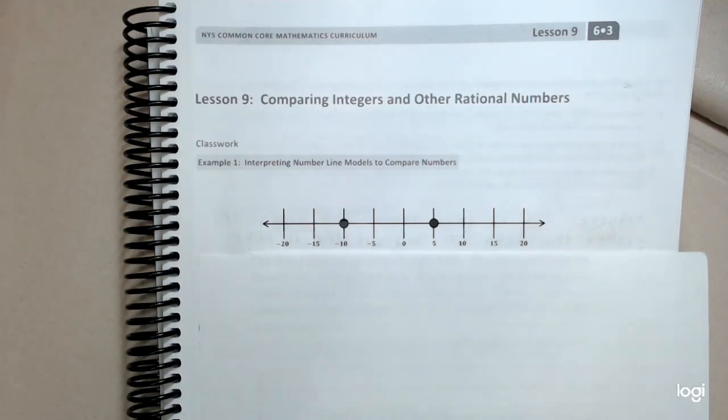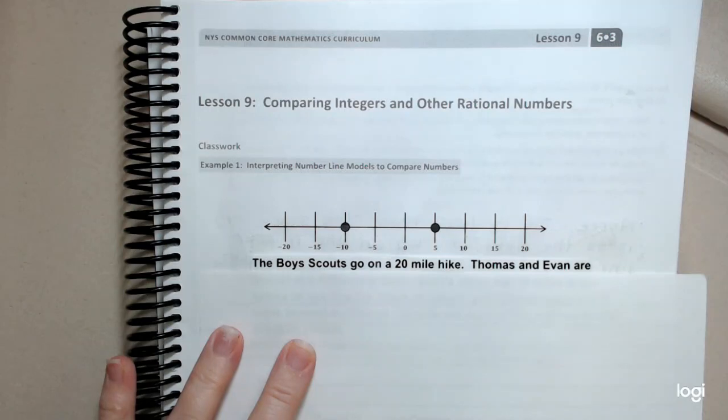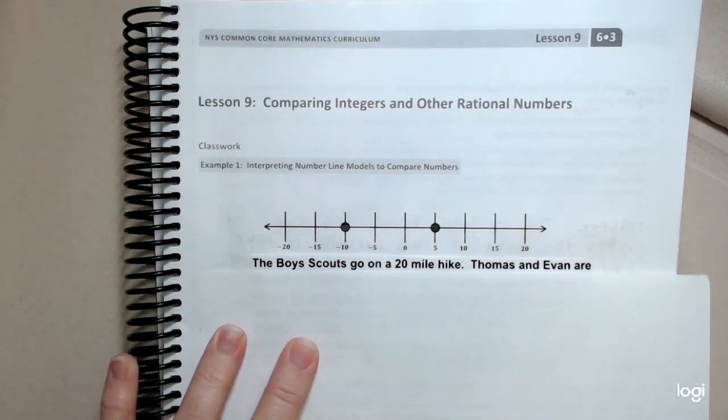You will notice on lesson 9, where we're going to start, there is a horizontal number line that has two dots plotted on it, a -10 and a +5. Today what we're going to do is look at this number line and come up with a story, a real world situation that we could make up. So for example, here's my story. The Boy Scouts go on a 20-mile hike. I didn't put the dot for 20, so let's keep reading.